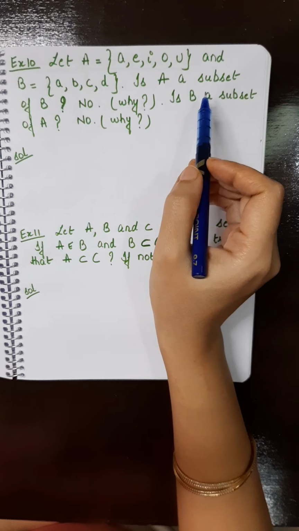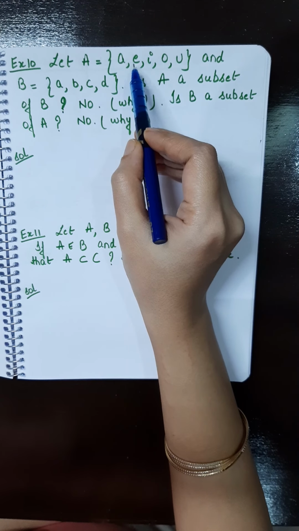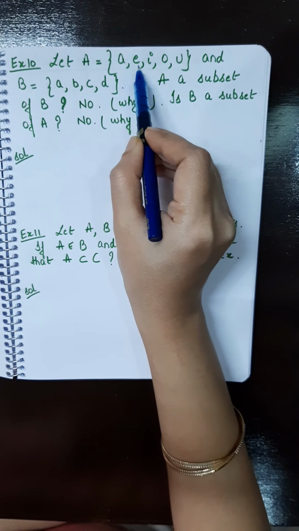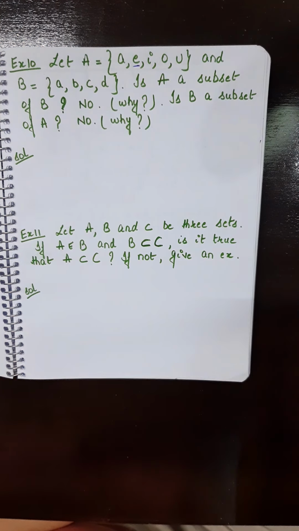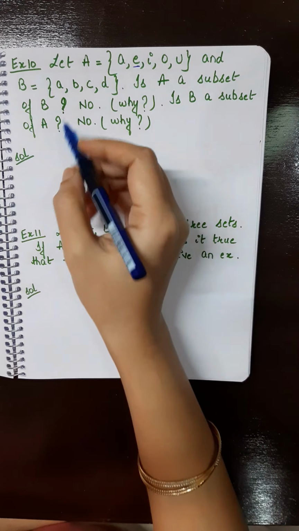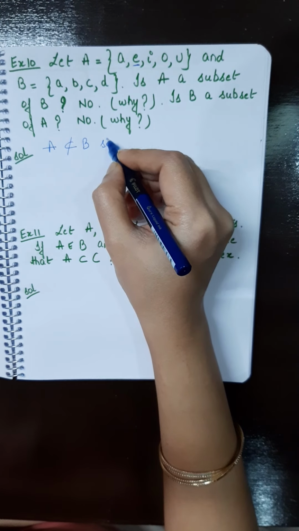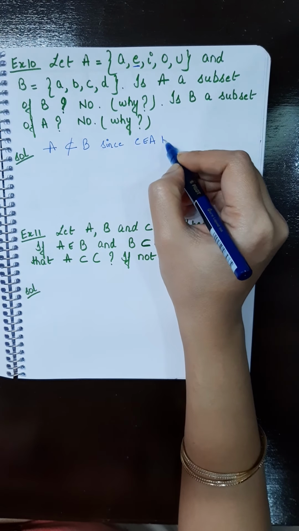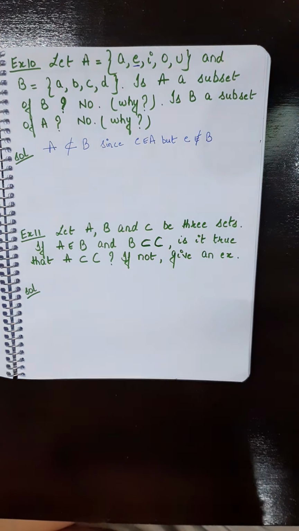So now first of all let us look whether A is a subset of B or not. Is every element of A an element of B? Now clearly no, because e belongs to A, but e I cannot see in B. So as soon as I see even one element that is in A and not in B, I will say that A is not a subset of B. So you have to give the reason. Since e belongs to A, but e does not belong to B. That's it. This is the reason.